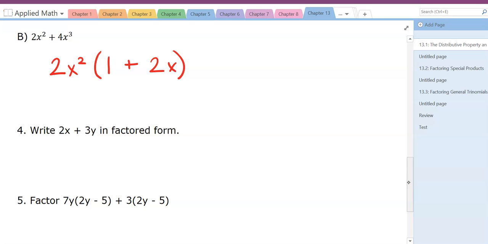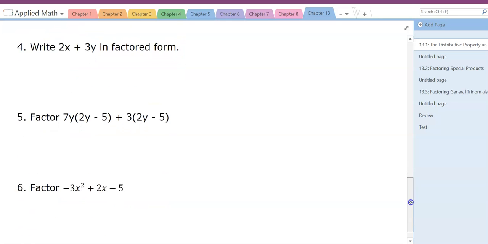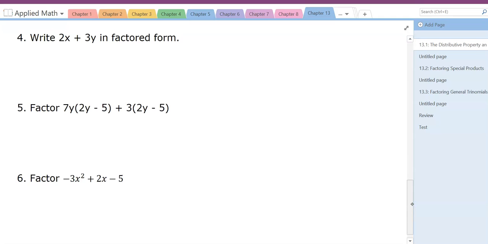Okay, on the next page, can you take anything out of number 4? No. 2 and 3 don't have anything in common except for a 1, and they don't share anything out of x and y either. So if this one's already written in factored form, you could show me that you're only taking out a 1 if you really wanted to. That would look like this. But you don't really have to do that. It doesn't make anything change about this problem. So in this case, I would just write that it's already factored.